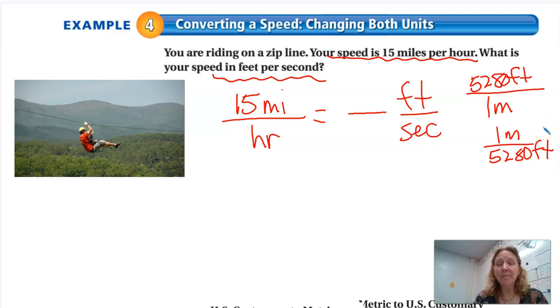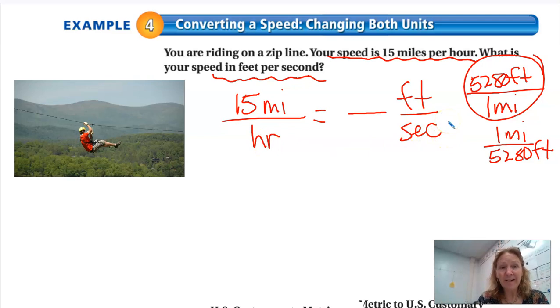Now, I'm going to set up this kind of long chain of multiplication so that you can see that you can basically do all the converting at once. I'm going to choose the conversion factor that has feet on the top because I want the miles to cancel out. Now I'm looking to convert hours to seconds.